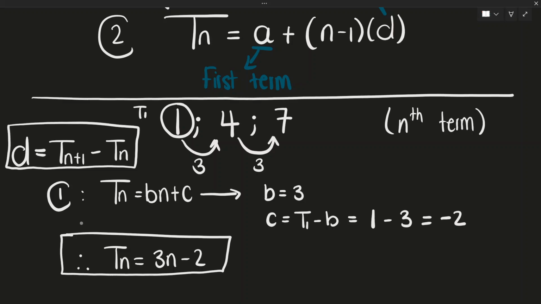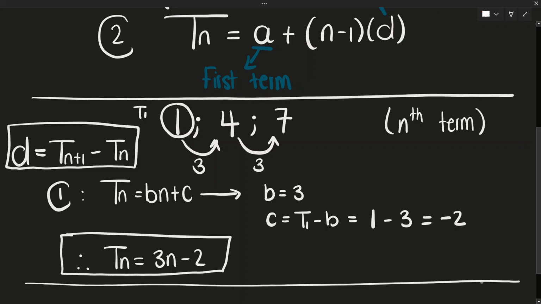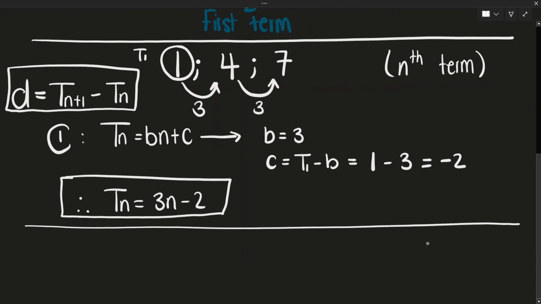Now, the second way of determining the nth term of an arithmetic sequence is using the formula Tn is equal to a plus n minus 1 d. Now, remember what I said. I said that a is equal to the first term. So a is equal to 1.